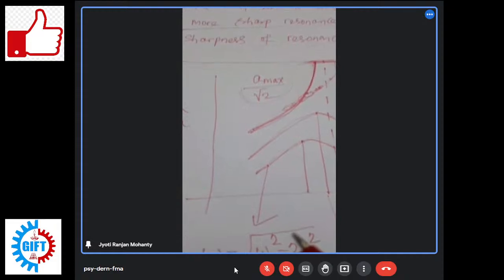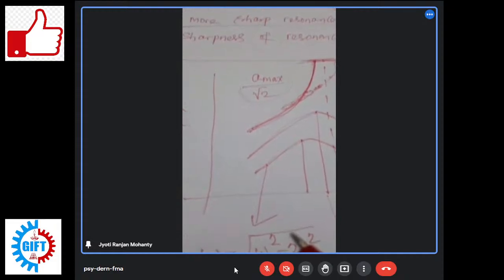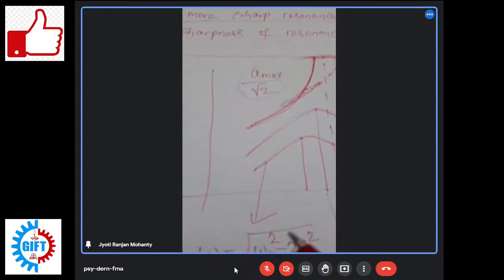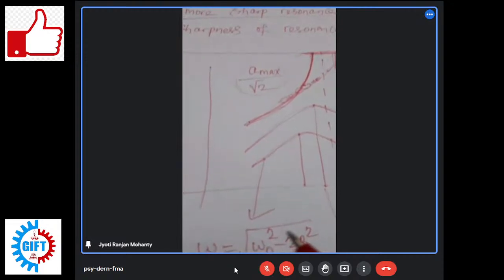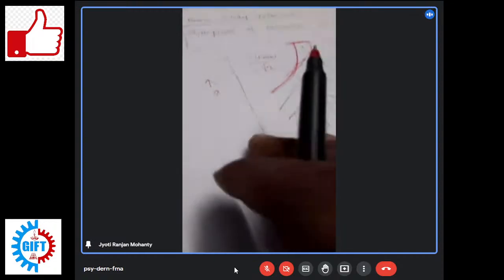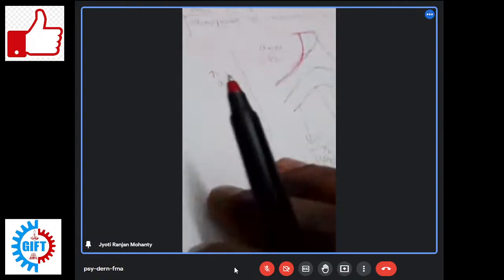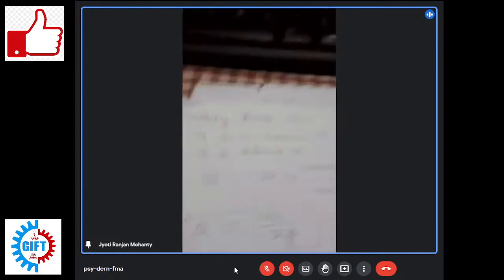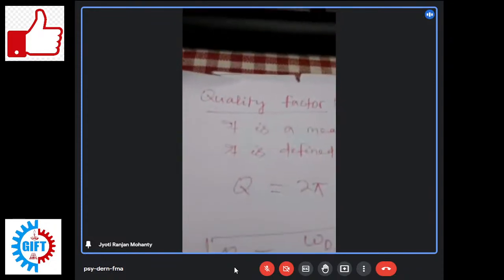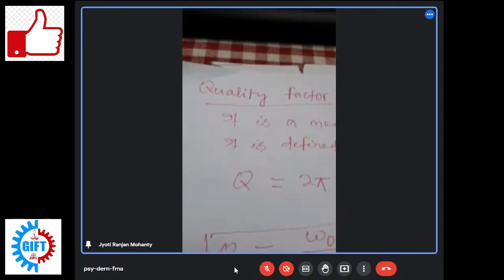Another point, right? The faster they fall, the sharper will be the resonance. The faster the fall, the sharper will be the resonance. Okay?